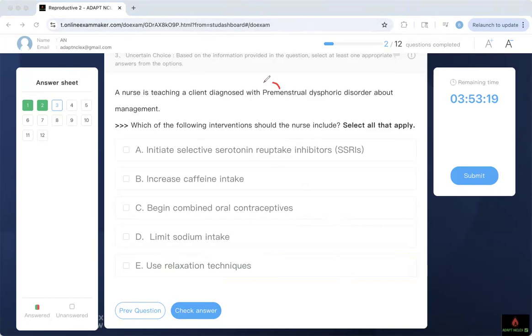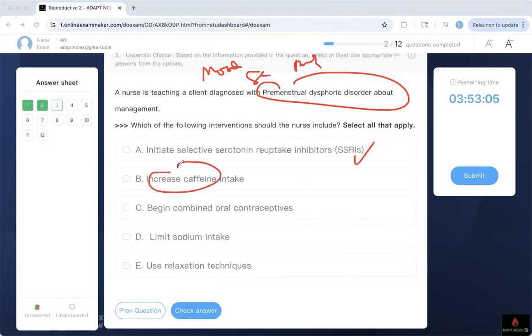We all know premenstrual dysphoric disorder has a mood disorder associated with it. It's a severe form of PMS. Therefore, what are you going to do? Mood disorder, they get the SSRI. Caffeine is going to worsen the situation. They will need combined oral contraception to control their menses. It helps with that: regular, well-predicted menses.